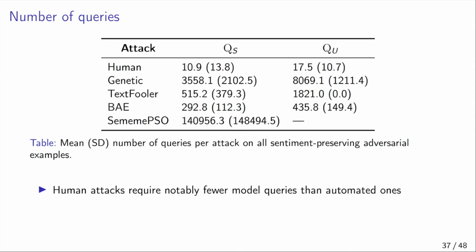So this is quite interesting, because what we see here is that humans require notably fewer model queries than automated ones. They are able to find adversarial examples in a much more efficient way. And one of the questions here is, of course, how are humans so efficient at doing this?